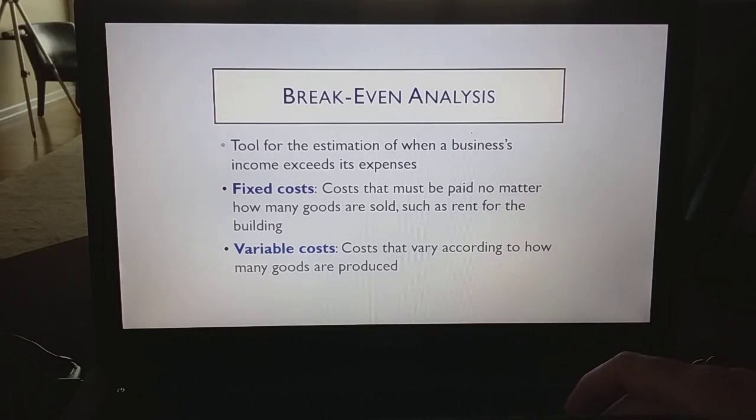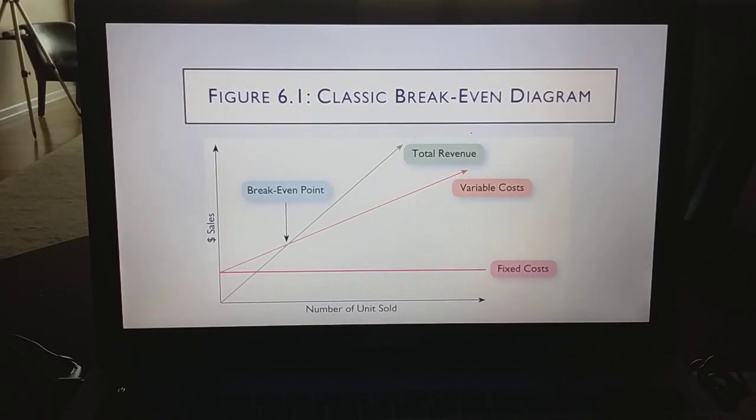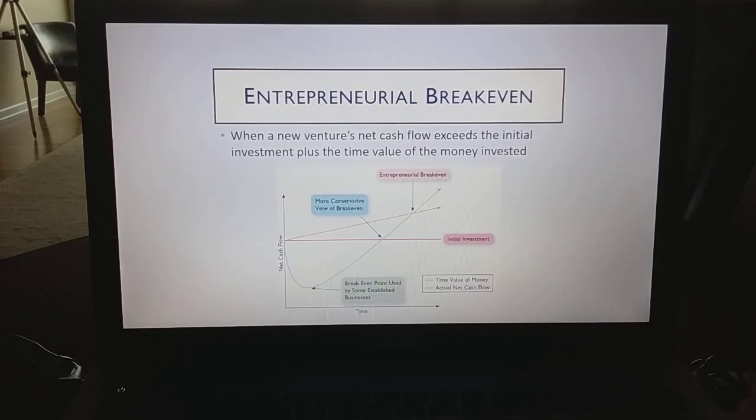Fixed costs also can be considered overhead. You've got to cover your overhead. That's why sometimes you might see stores, perhaps in nicer areas, have higher prices because they have higher overhead. Anyway, okay, so here we go, break-even diagram. You can see units sold, sales, variable costs, fixed costs. And then it's just a little different take of it.